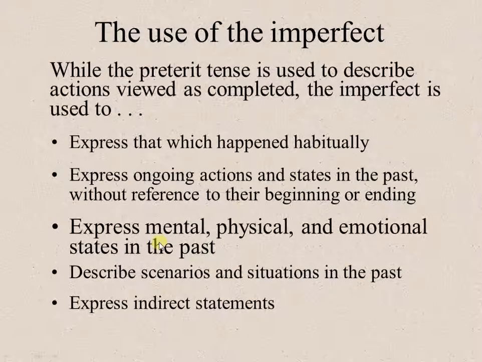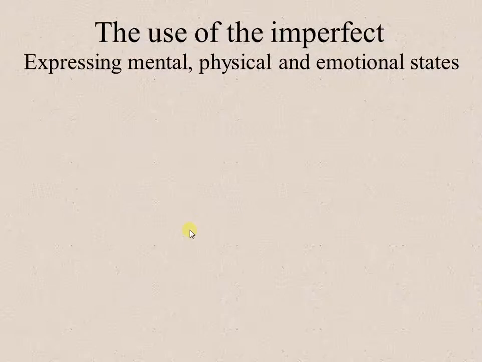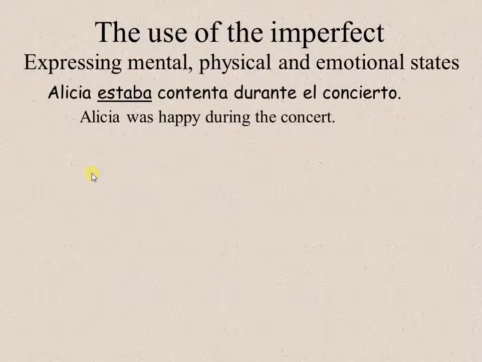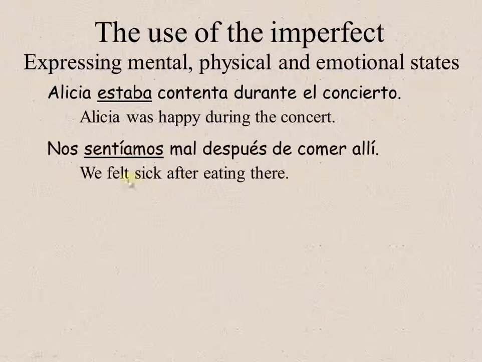Let's see another use of the imperfect to express mental, physical, and emotional states in the past. Alicia was happy during the concert. Well, when you express an emotion, physical or mental states in the past tense, you need to use the imperfect. Alicia estaba contenta durante el concierto.